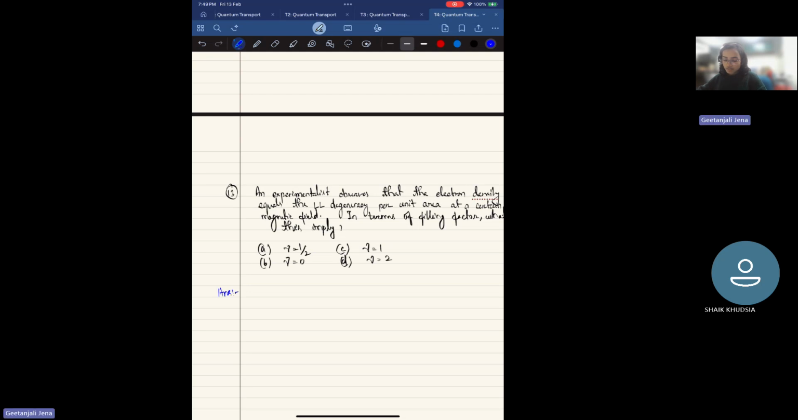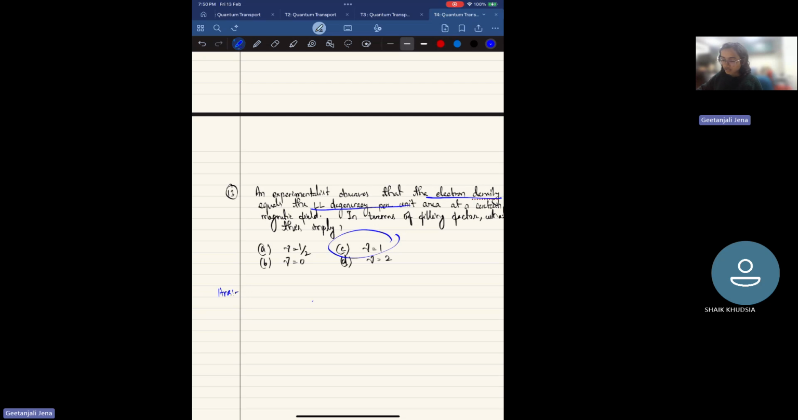Landau level degeneracy means the number of states that are available per unit area. Nu is 1, I think, because it's given that the electron density is equal to the Landau level degeneracy. So nu is 1. So what will be the conductivity?